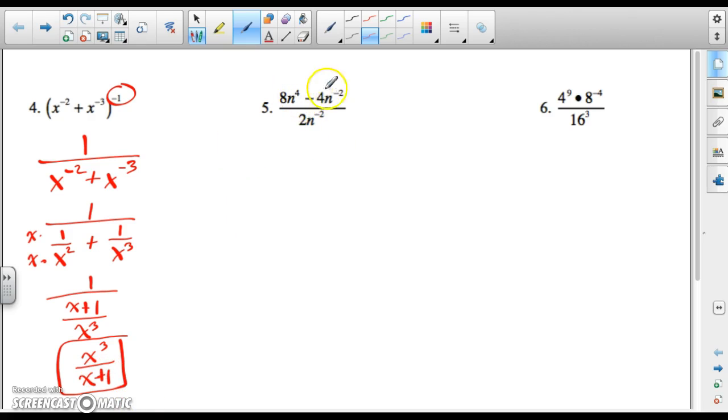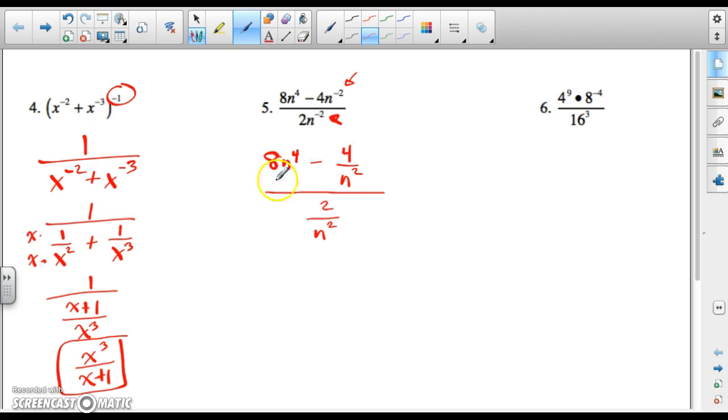For number 5, we do the same thing. We look at what has the negative exponents, and we find the reciprocal of just those parts. So we have 8n to the 4th, that stays the same because there's no negative exponents there, minus 4 over n squared, all over 2 over n squared. So we flip that n squared in the denominator. Now we do the same thing we did over here.